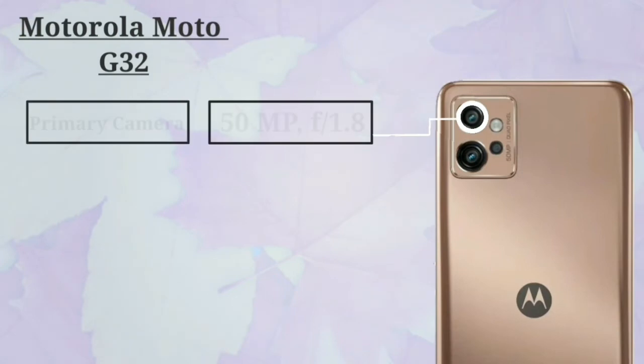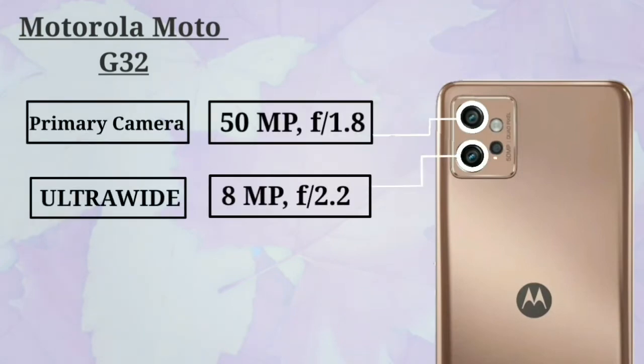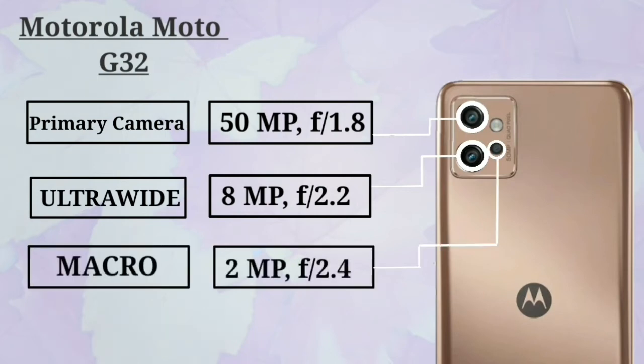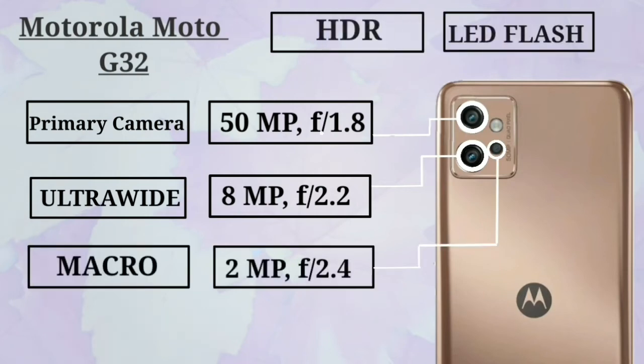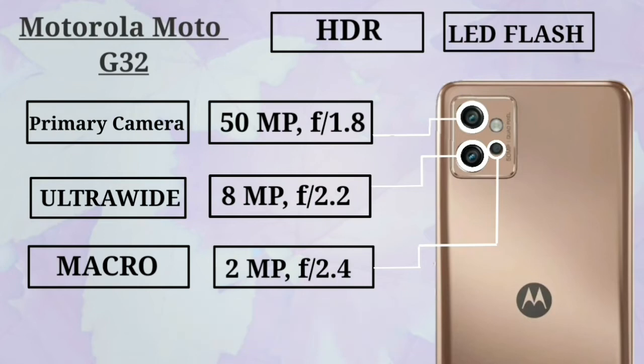Discuss about camera. Let's start with Motorola Moto G32. It has a triple camera slot and its primary camera is 50 megapixel aperture 1.8, ultra wide 8 megapixel aperture 2.2 and micro camera of 2 megapixel aperture 2.4 and STR LED flash.